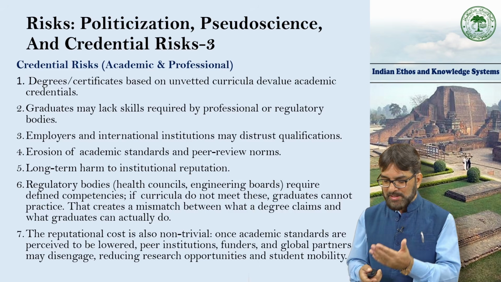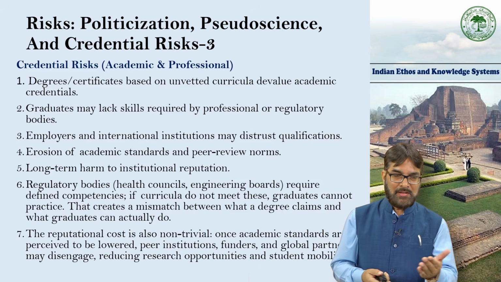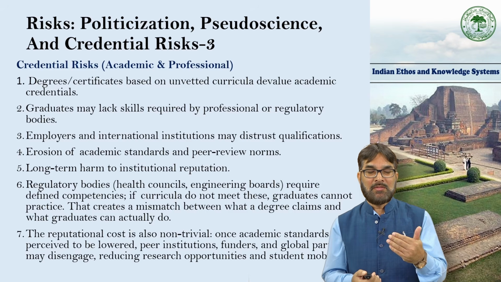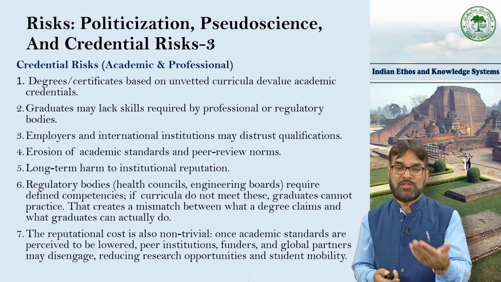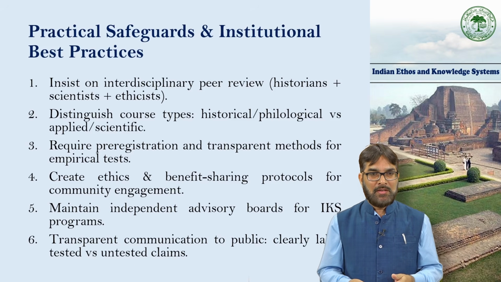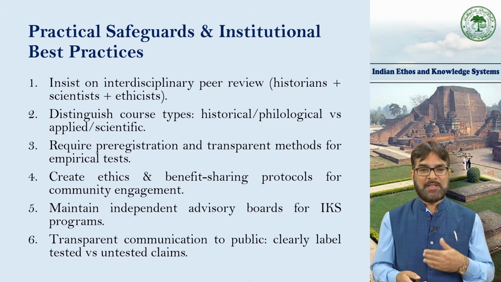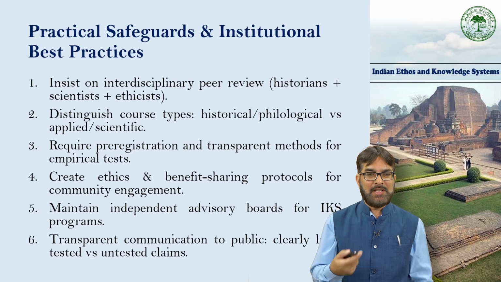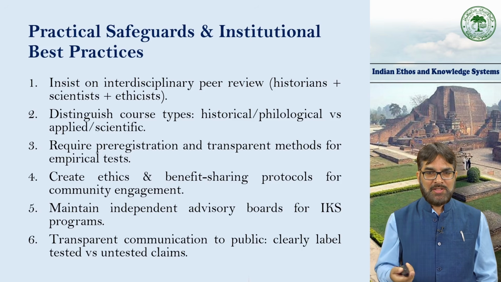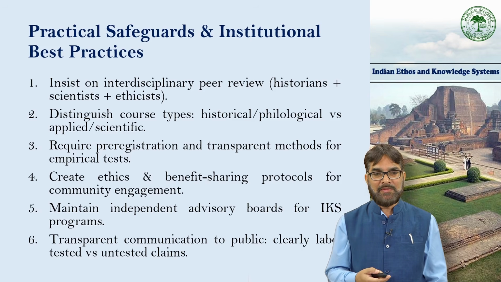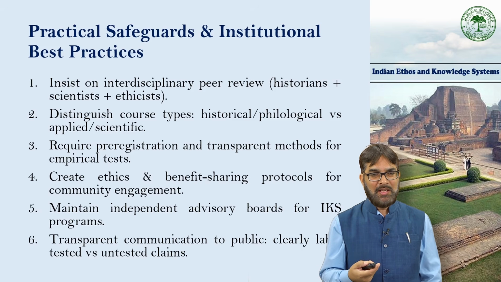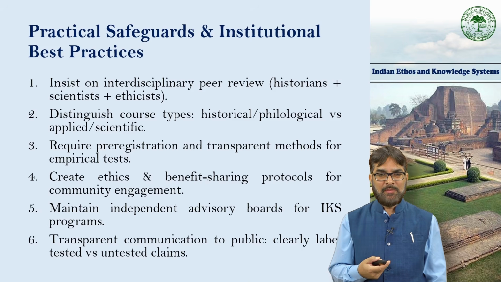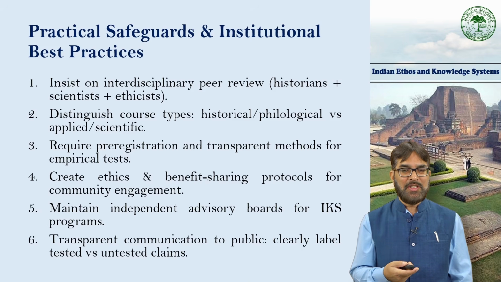that some methodologies and standard ways of identifying the knowledge traditions should be adopted, so that they may be utilized in a more fruitful way. So, practical safeguards and institutional best practices should be encouraged, like insisting on interdisciplinary peer review, historians plus scientists plus ethicists, and distinguishing course types, historical and philosophical versus applied scientific. They should be allowed. Also require pre-registration and transparent methods for empirical tests, or create ethics and benefit-sharing protocols for community engagement and so on.